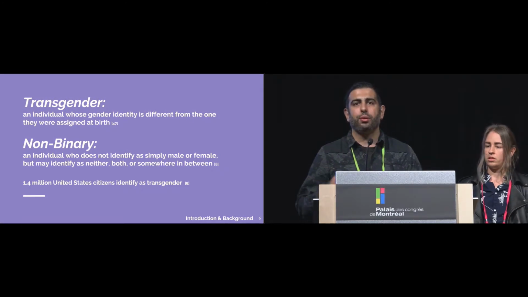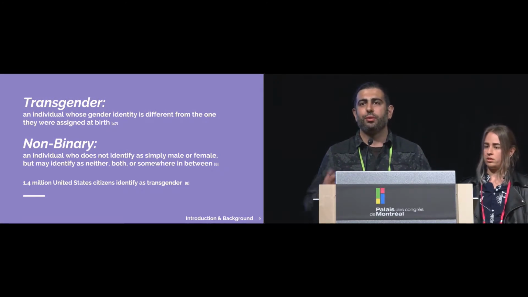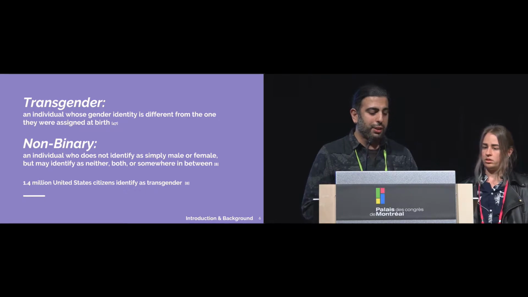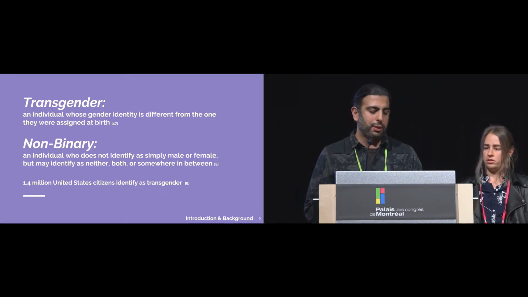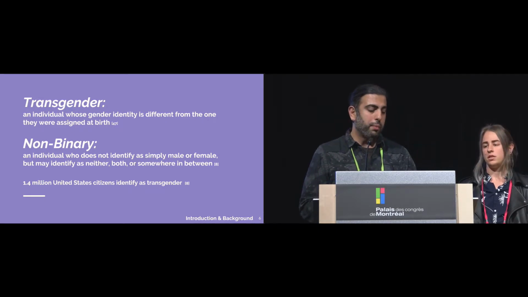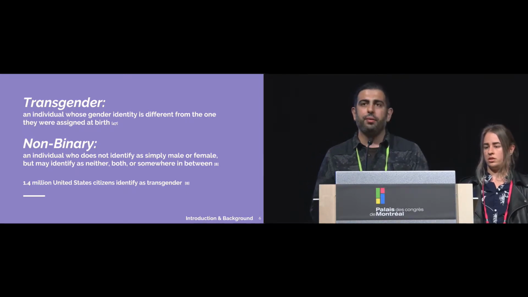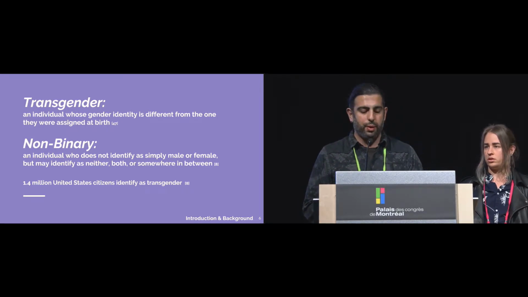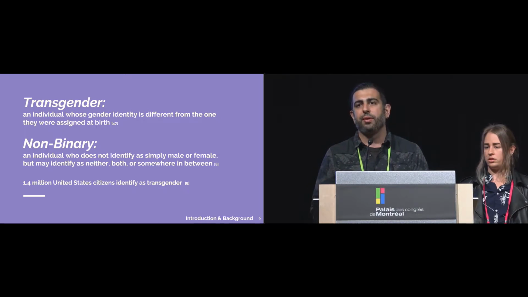Okay, so we would like to define a few terms so we're on the same page. Transgender refers to an individual whose gender identity is different from the one they were assigned at birth. Non-binary refers to an individual who does not identify as simply male or female, but may identify as neither, both, or somewhere in between. These are in contrast to cisgender or cis, which refers to individuals who do identify with the gender assigned to them at birth.